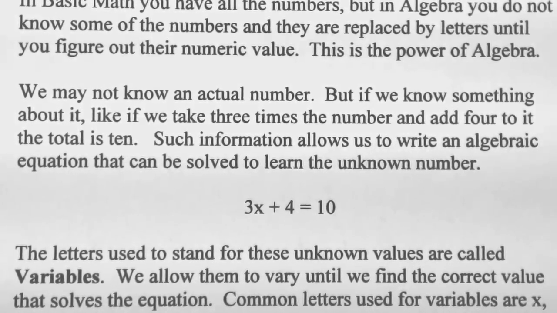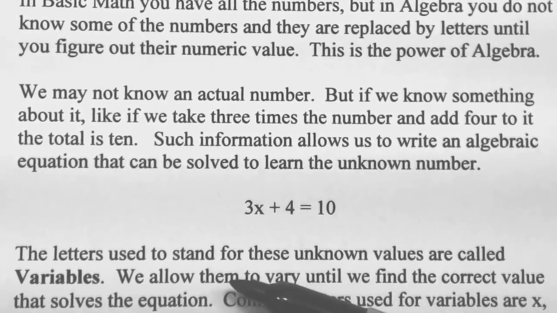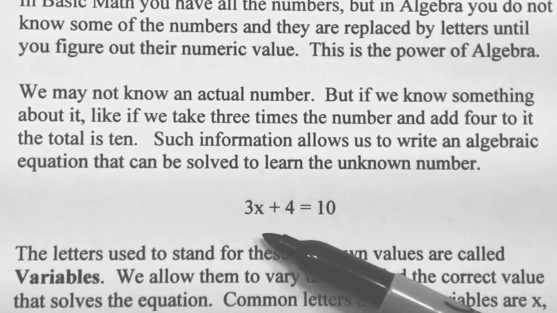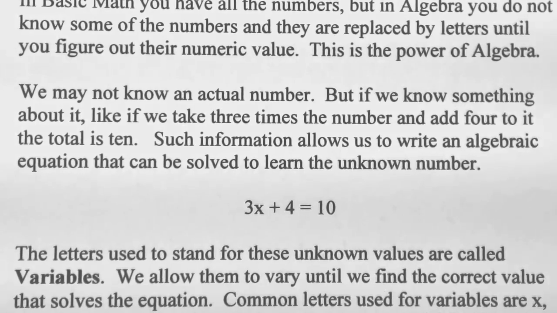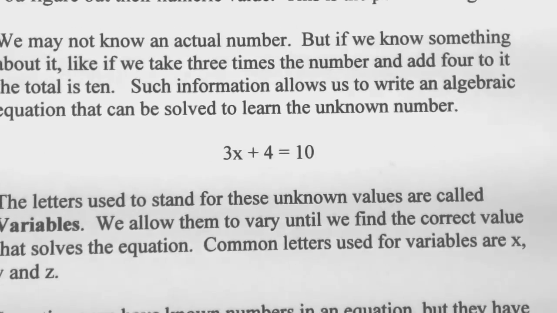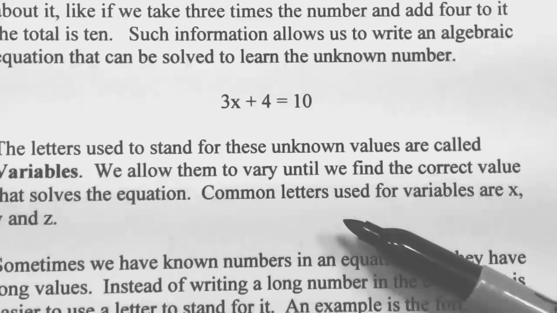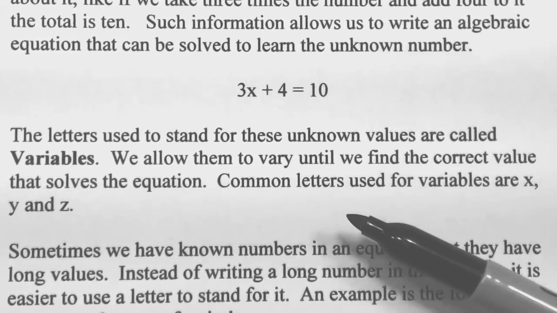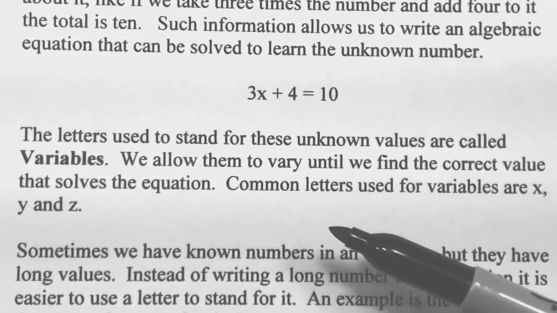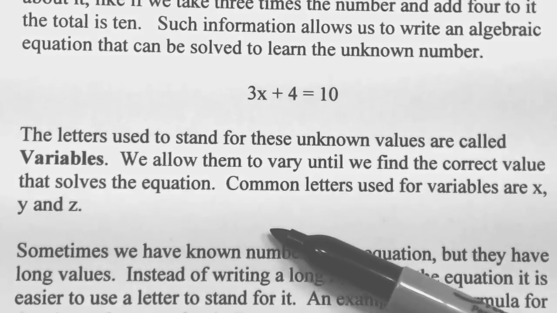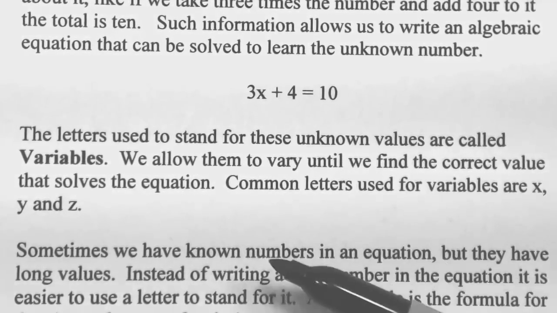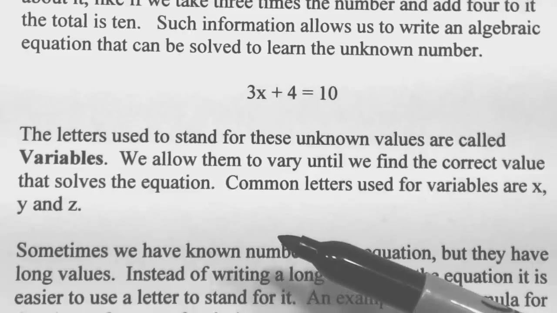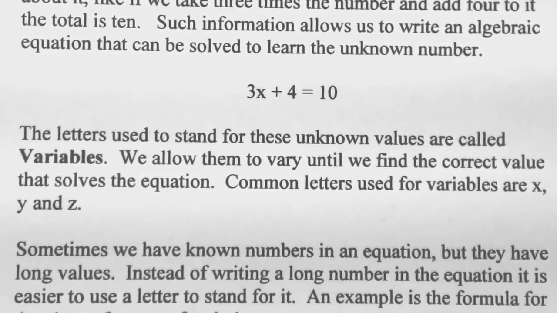But first, let's point out that these letters that stand for the unknown values, like the X here, are known as variables. The idea is simply this. We allow these to vary until we hit the value that solves the equation. Common letters used for variables are X, Y, and Z, although any letters can be used.